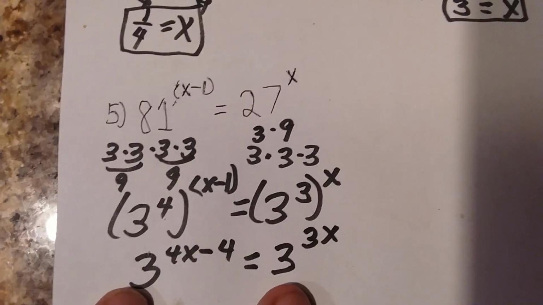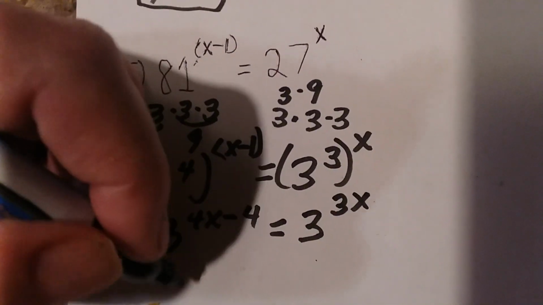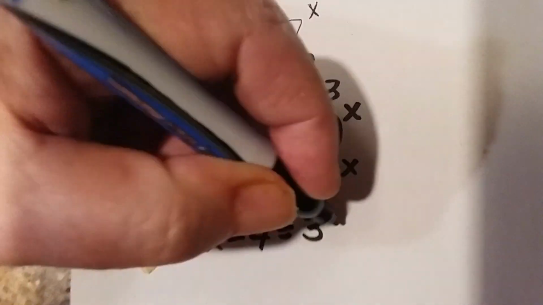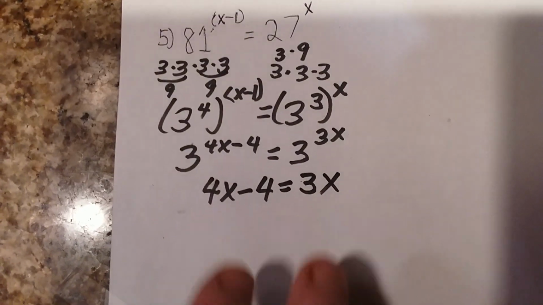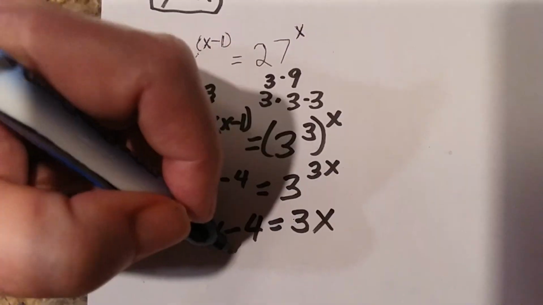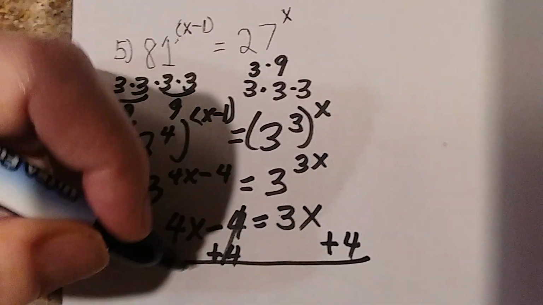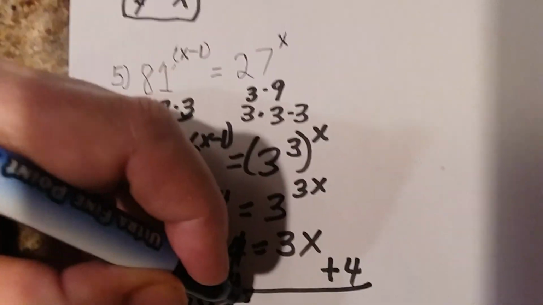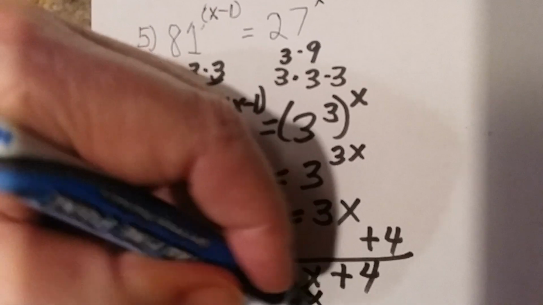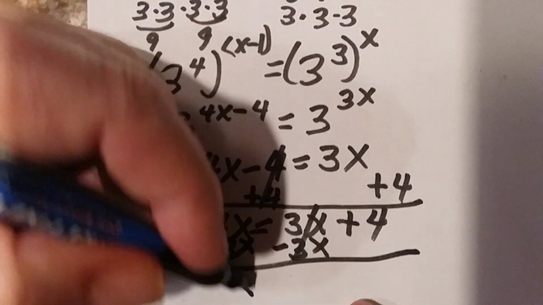And now we have the bases equal, and we're ready to make the exponents equal. So 4x minus 4 equals 3x. Okay, last thing we got to do is just solve for x. Okay, you could do it any way that you feel comfortable. For example, if you want, you could add 4 to both sides. And you'll get 4x equals 3x plus 4. And then take away 3x on both sides, of course. And then you'll get x equals 4.